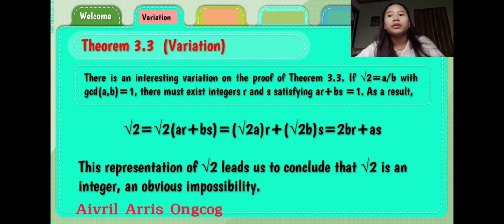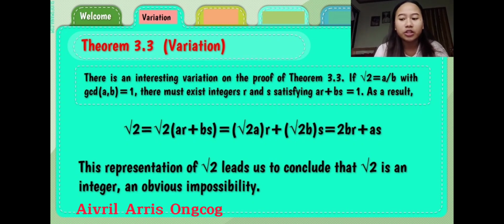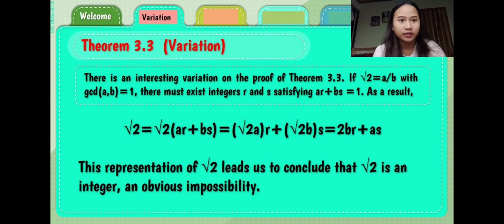Then the representation of the square root of 2 leads us to conclude that the square root of 2 is an integer. An obvious impossibility, so we conclude that the square root of 2 is irrational. And that's Theorem 3.3: Pythagoras proved that the number square root of 2 is irrational.